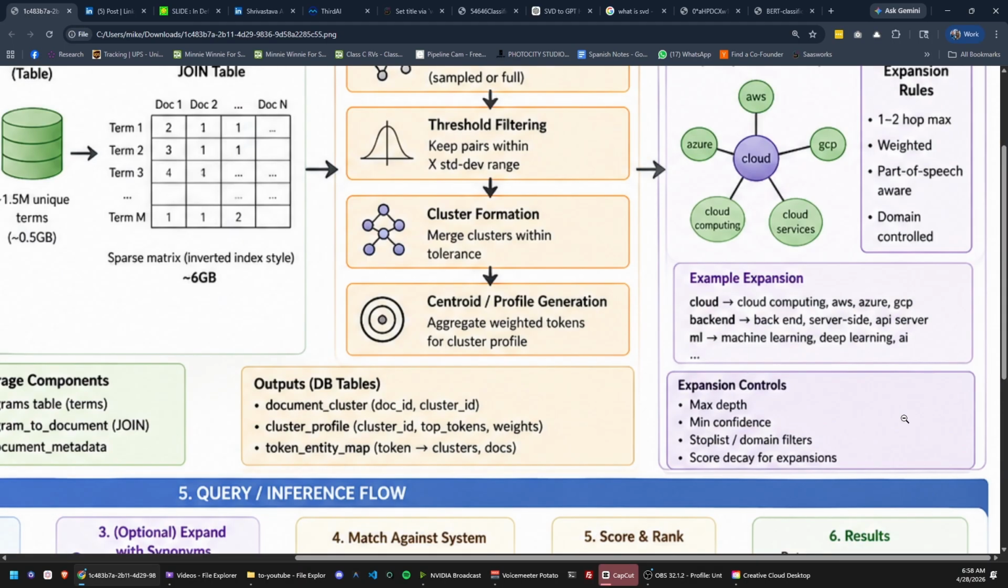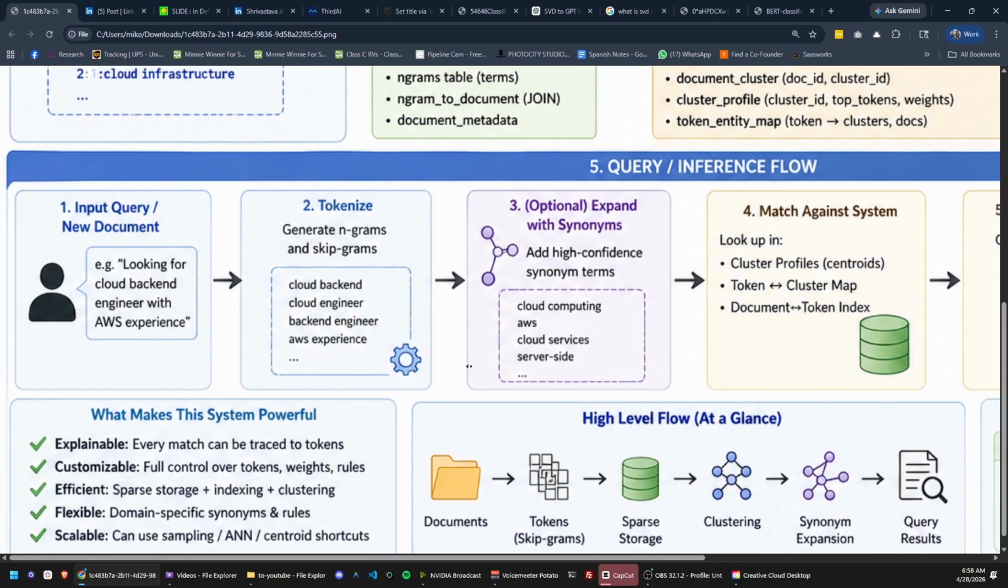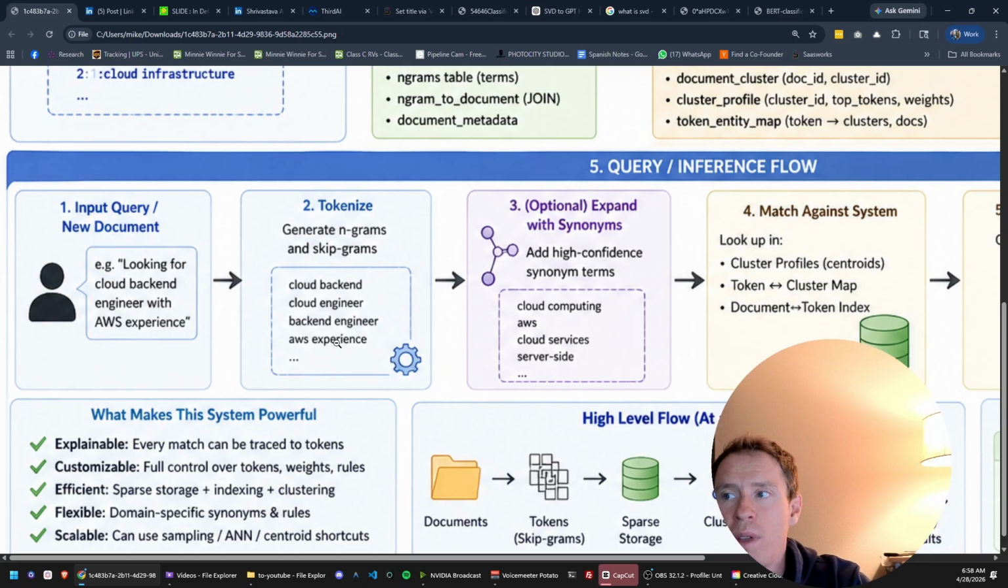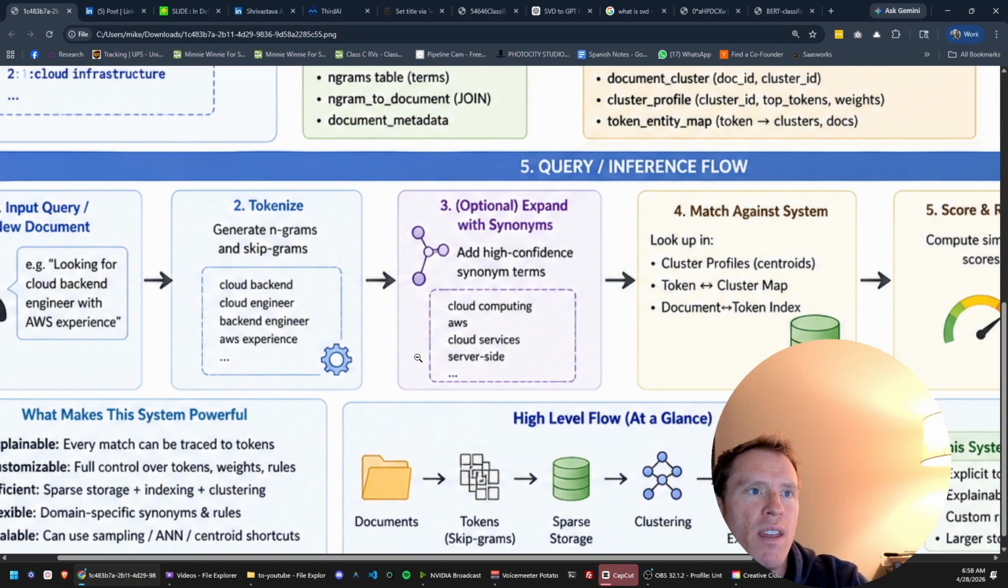And so then it goes into the query interface down here. The idea would be a user comes in and says, I'm looking for a cloud backend engineer with AWS experience. It's going to tokenize it, so it's going to get all these token keywords. And remember, we're exploding out the database into its many synonyms and so forth. Again, this is all in SQL. And then we're going to expand out these keywords with synonyms. So we're going to take one keyword and turn it into like 20 or 100. Or once you do combinatorial stuff, maybe it's 1,000.